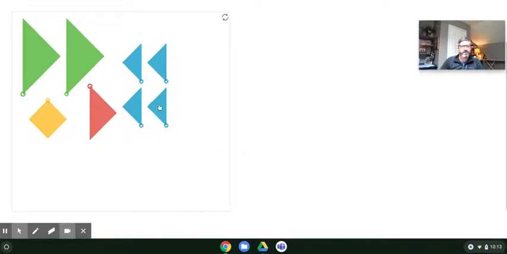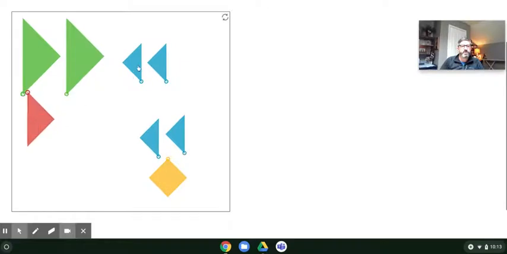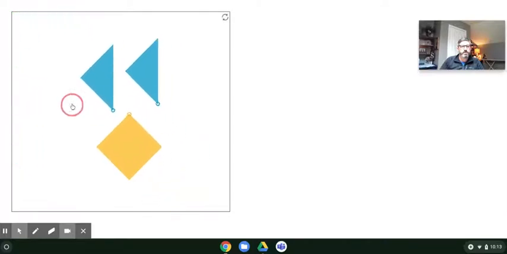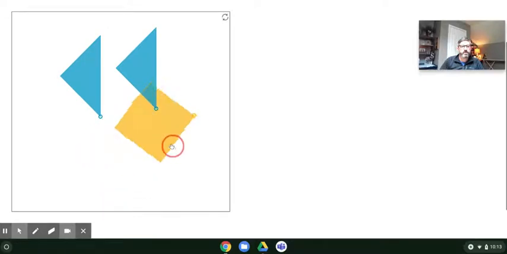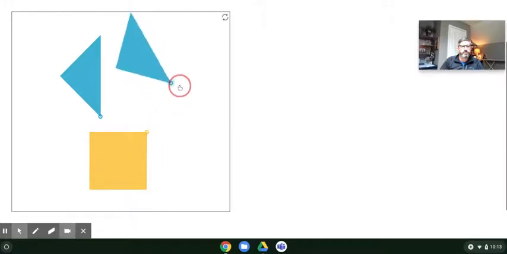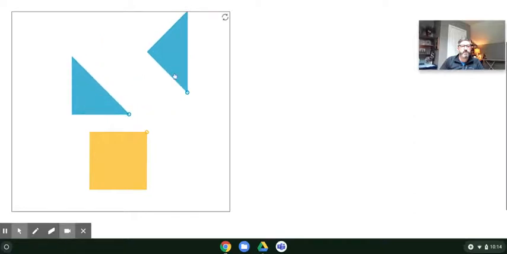All right, so let's take these 2 triangles that we were working with earlier and the square. We'll move these out of the way, and let's zoom in a little bit. So we'll just move this one around. I can kind of show you what you saw earlier on that previous slide.